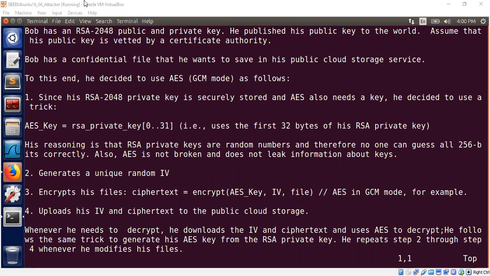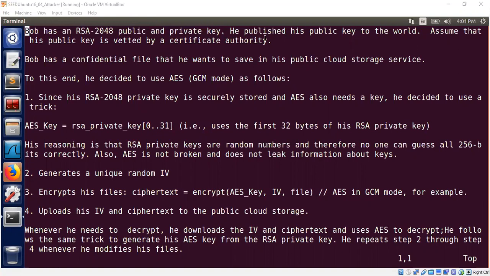So far, RSA 2048 has not been broken. So that's a good choice by Bob. He published his public key to the world. Of course, that's the meaning of public key. And for this problem, we assume that the public key is vetted by a certificate authority. So we can trust the public key is actually the public key of Bob.